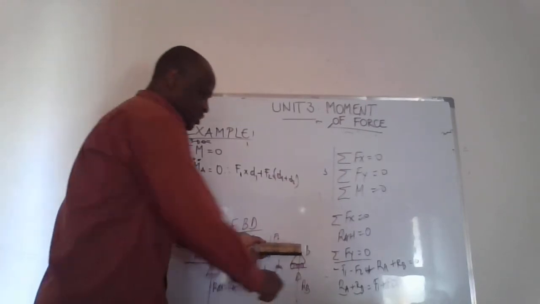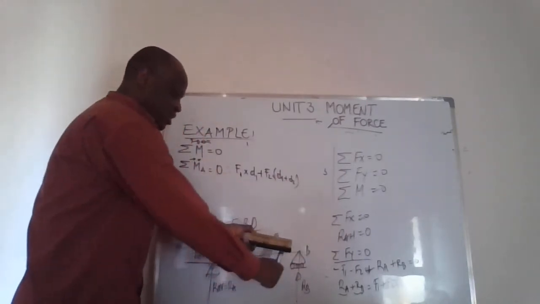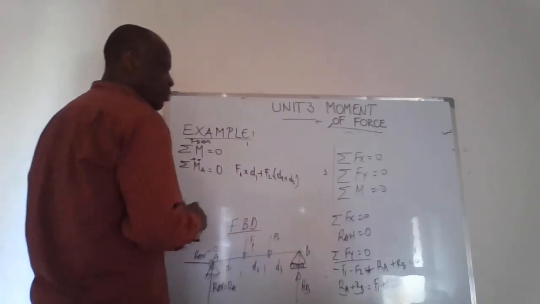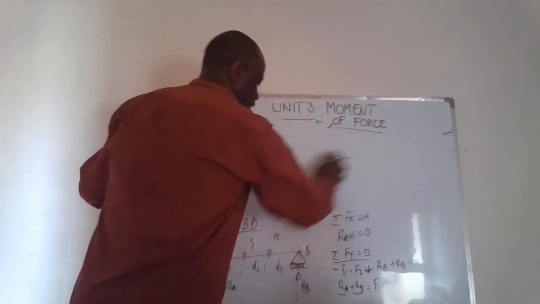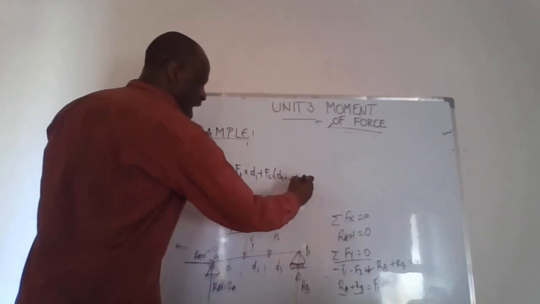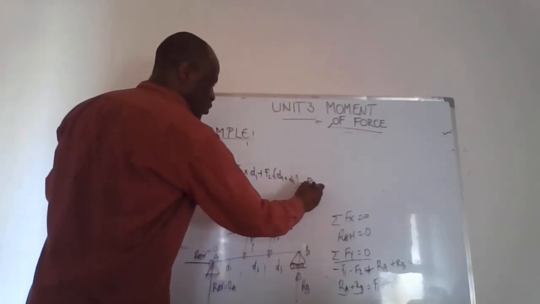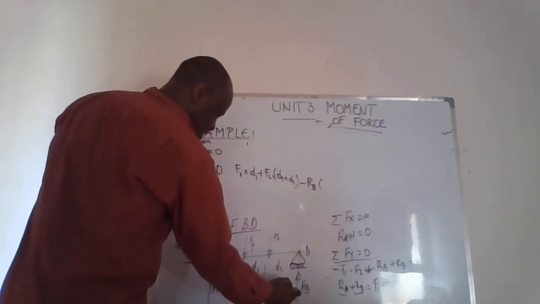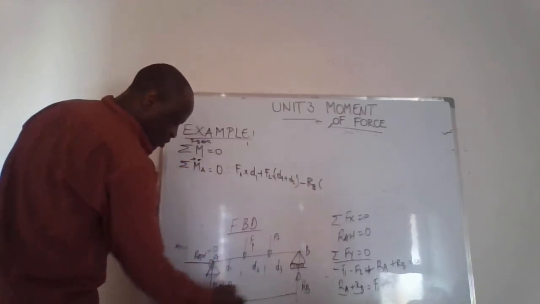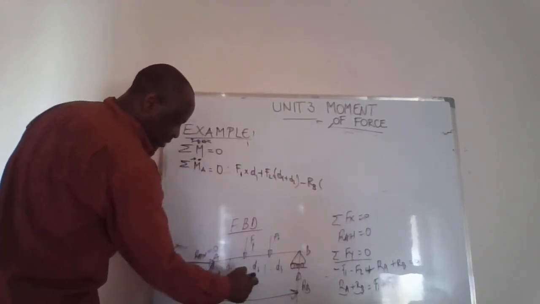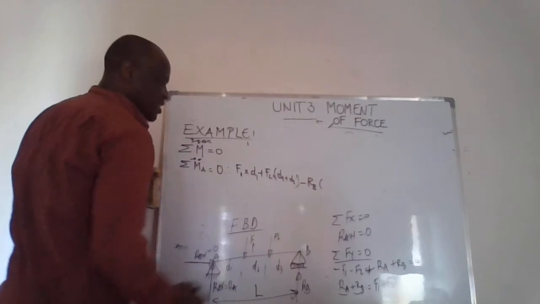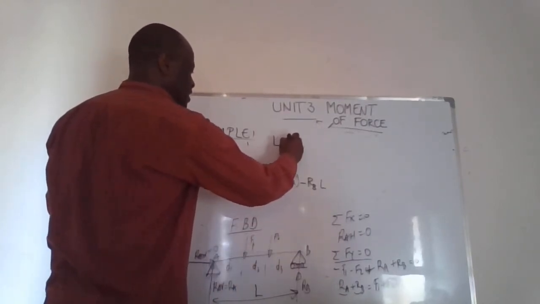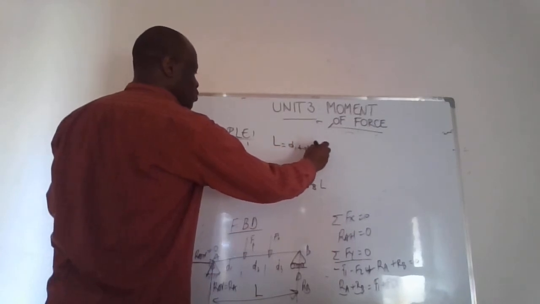And the reaction, which is an opposing force, will define a moment that is opposed. That will be RB, creating an anti-clockwise moment, and the moment arm will be D1 plus D2 plus D3, which can be known as the length. Then RB times the length, knowing that the length is D1 plus D2 plus D3.